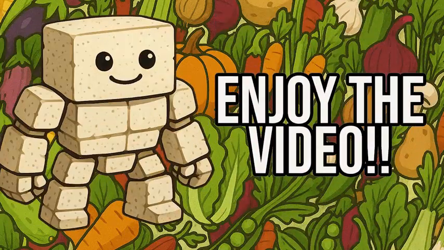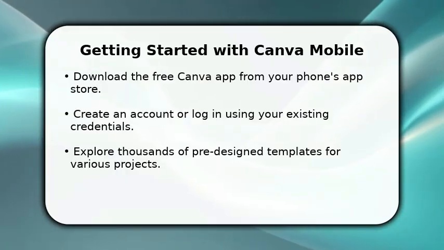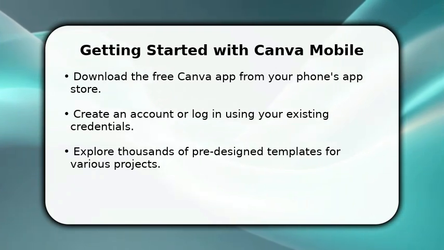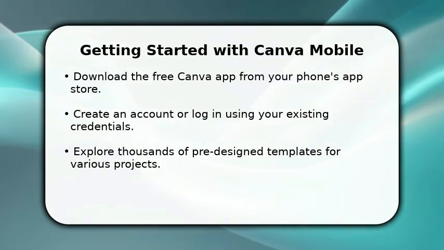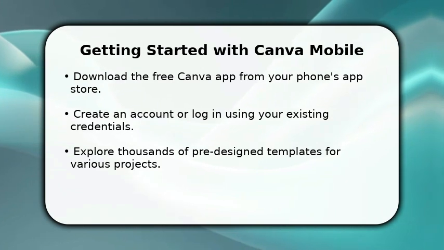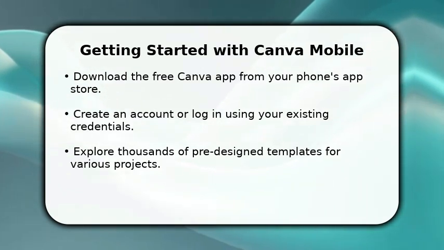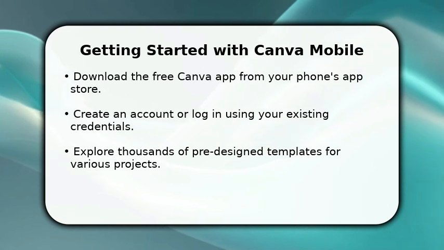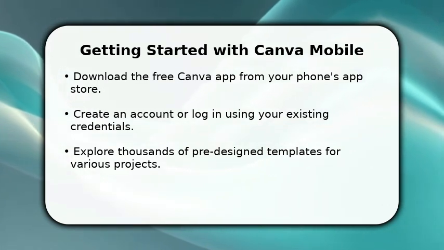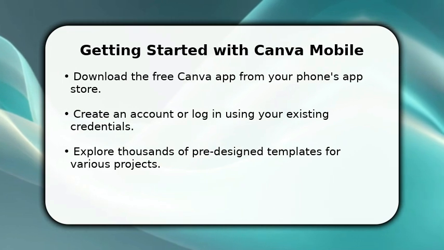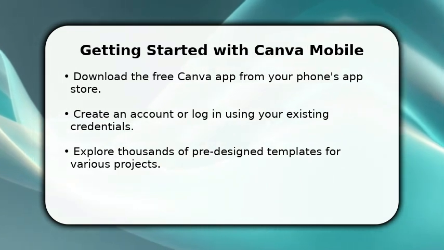Please enjoy the video. In this video, I will show you how to use Canva for graphic design on your phone. First, download the free Canva app from your phone's App Store. It's available for both iOS and Android devices. Once installed, create a new account or simply log in if you already have one.